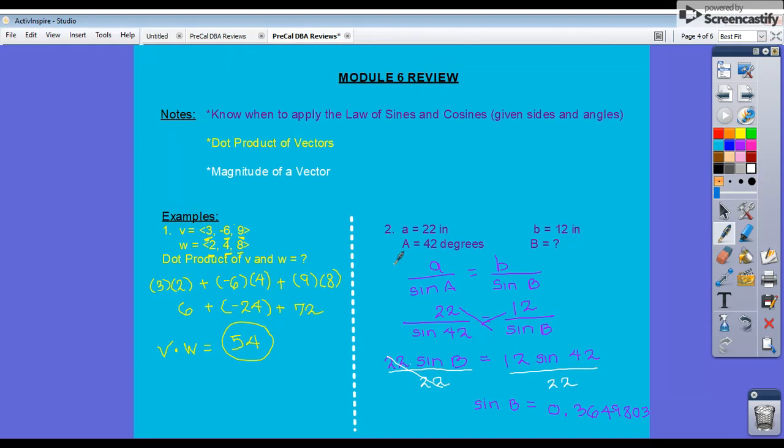How do I get rid of sine though? When you're solving for an angle in the law of sines and you have to get rid of sine, you're going to inverse sine. As long as you keep it balanced, whatever you do to one side, you do to the other. So you're going to inverse sine that value. I'm out of room, so I'm going to move it up here. And that'll give you angle B equals 21.41 degrees. I hope this helps, guys.